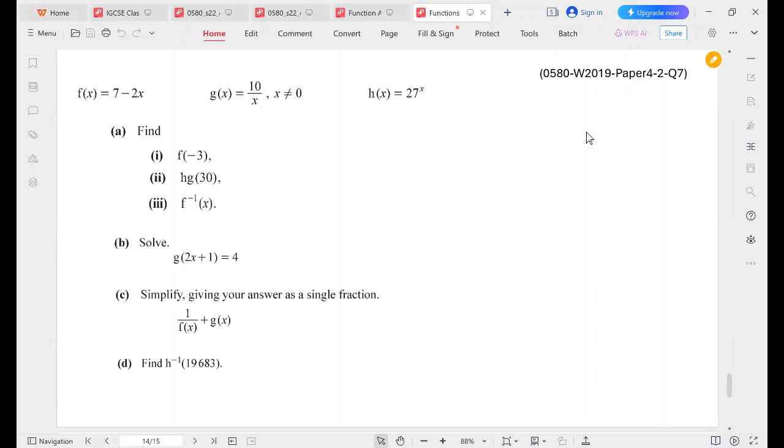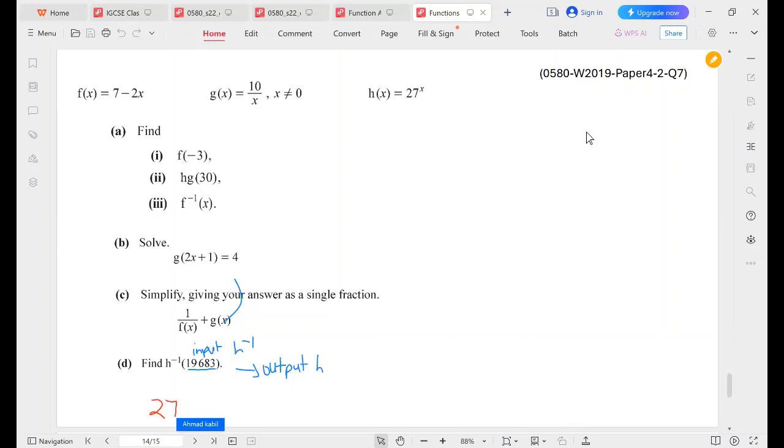Finally, we want to find h inverse of 19,683. So remember, this is a bit confusing because you don't know what this number represents. And here, if you cannot really get h inverse, you have to figure it out using the way of outputs and inputs. Here, this is an input. So it's an input for h inverse, which means it's an output for h. So therefore, we need to figure this out in terms of the output of h.